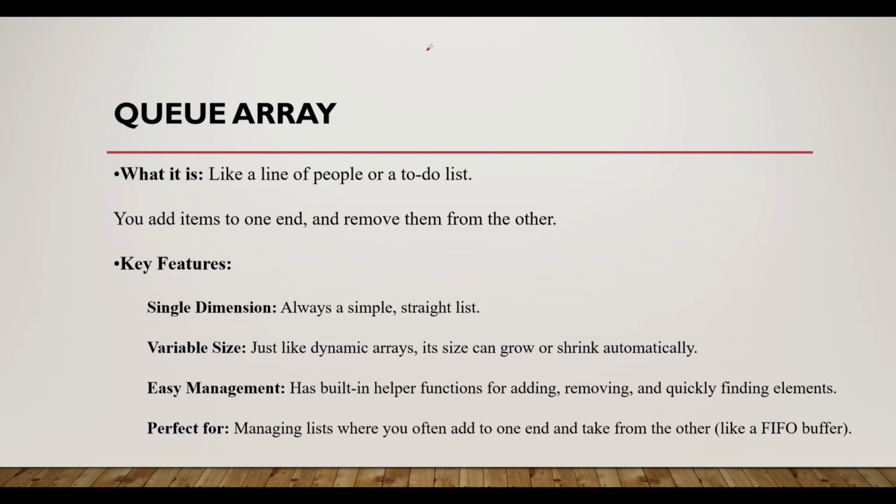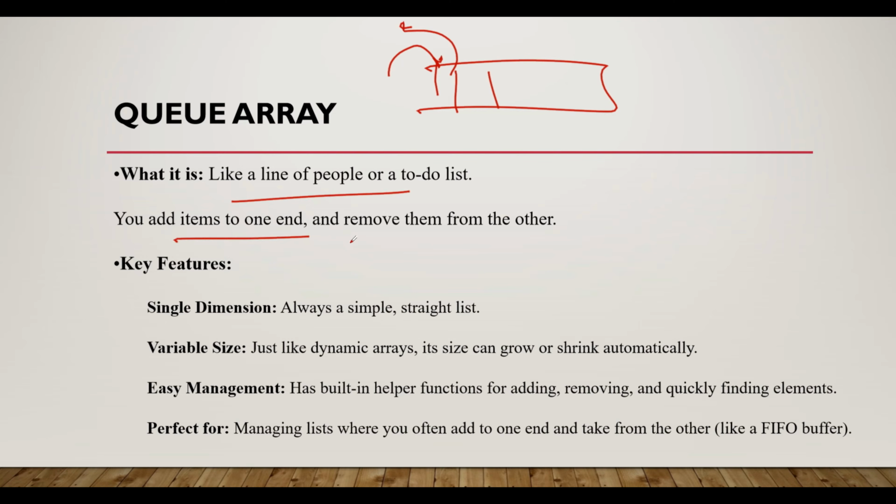So a queue array is nothing but a FIFO kind of thing where you are storing something and you are popping something from it. It is something like a line of people or a to-do list. You have to add an item to one end and remove an item from the other. The key features of a queue array are that it is always a simple, straight list, the size is variable, it is easy to manage, and it is perfect for FIFO-like buffers.